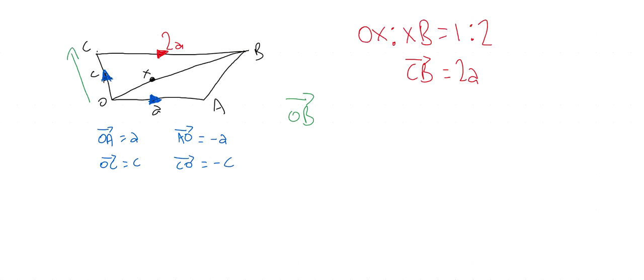So I'm allowed to go this way, O to C, which is C. I'm going in the right direction. And I'm allowed to go this way from C to B, which is 2A. So O to B follows this path, and so it's C plus 2A. Are you with me?